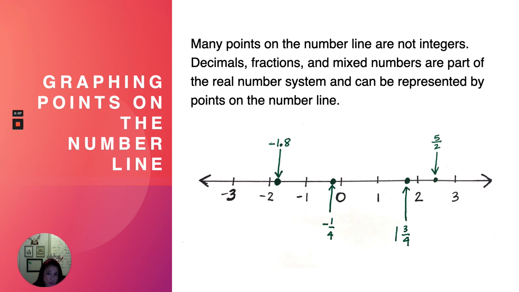If we turn this into a decimal, it is 1.75, so it is closer to the 2 than it is to the 1. Then we have -1/4. If we turn this into a decimal, it will be 0.25, but we need to put the negative sign. So that is why it is behind the 0. And then we have -1.8, or 1 8/10. This is not quite 2, so it goes just behind the -2.